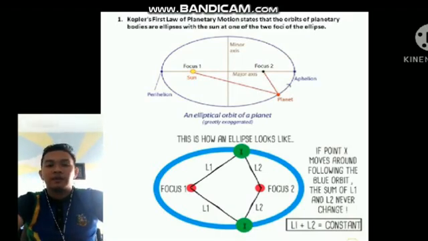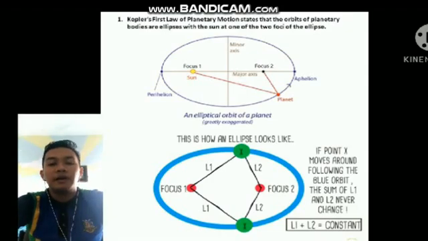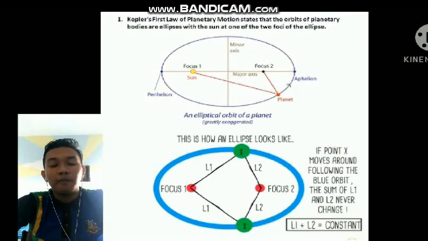So, Kepler came out with his first law, which is Kepler's law of planetary motion. Kepler's law of planetary motion, or Kepler's first law, states that all planets move around the Sun in an elliptical orbit, with the Sun at one focus. This means that all planets orbit the Sun in a path described as an ellipse.